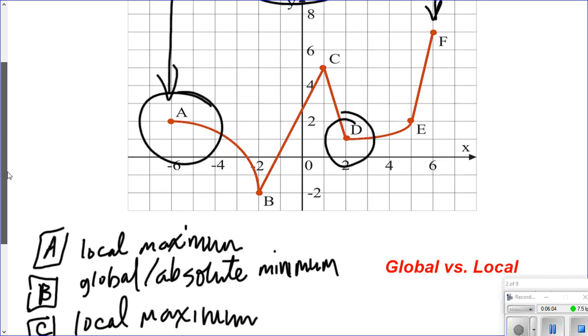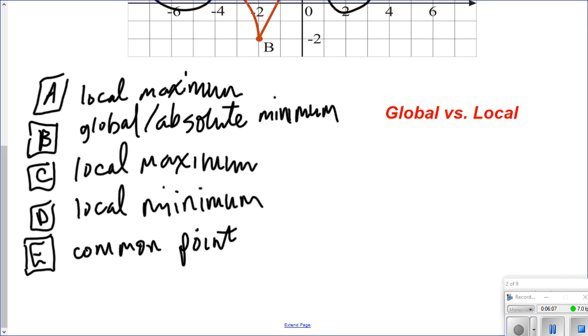And then F is finally, it looks like an absolute maximum.